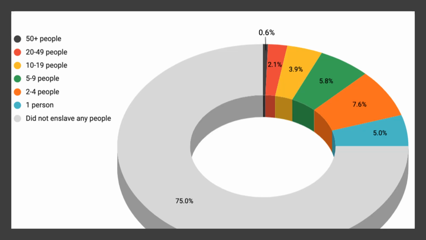75% of white Southerners do not own slaves. That means only 25% of Southern families own slaves. It is a slave-holding minority. Of that 25%, of the total of those who own slaves, 0.5% own more than 50.